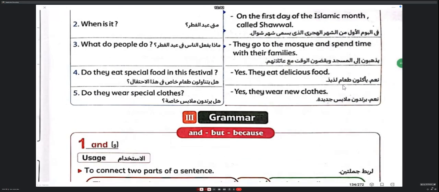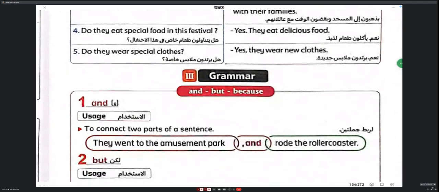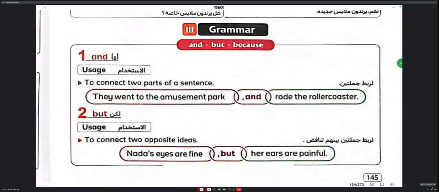Grammar study, conjunctions: and for addition, but for contrast, because, conjunction for reasons.